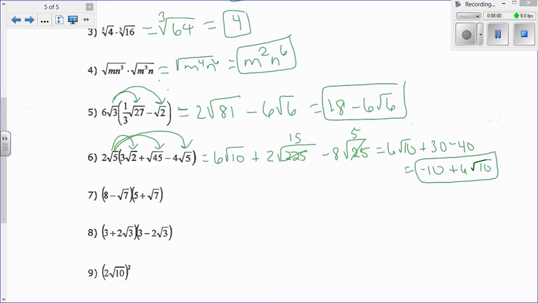For number 7, I have a double distribution. Number 7 differs from 5 and 6 because number 5 and 6 are just single distribution problems, meaning that I am only taking one term and distributing it inside my parentheses, whereas with number 7 and 8, I have to do a double distribution or a FOIL.